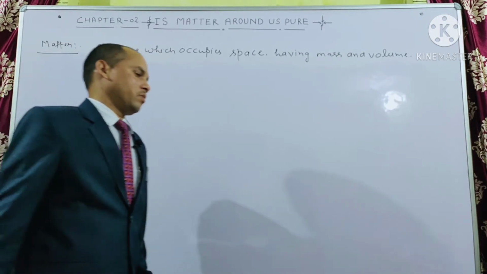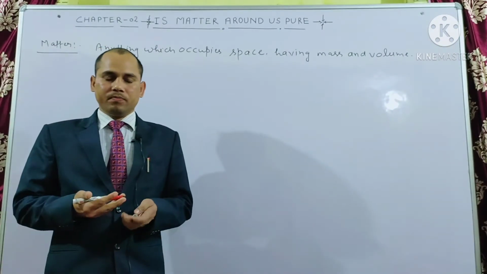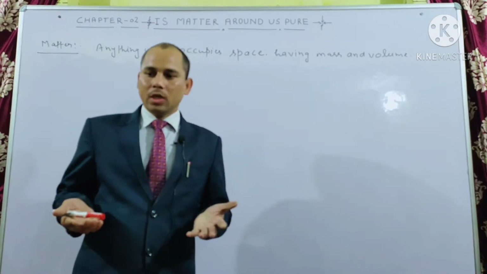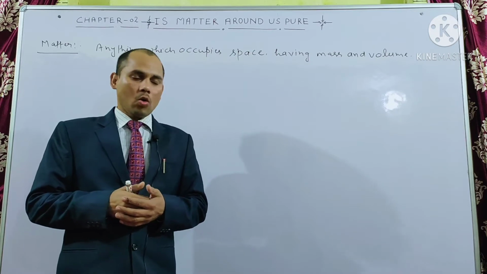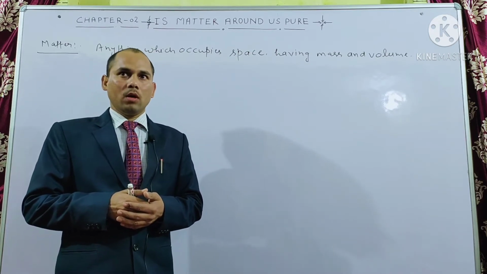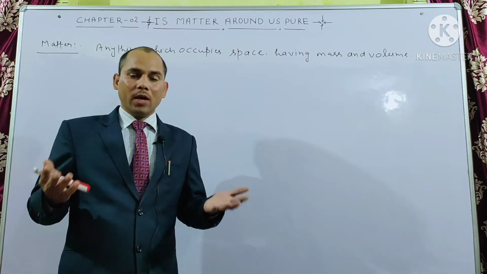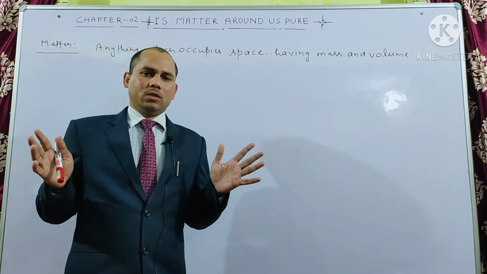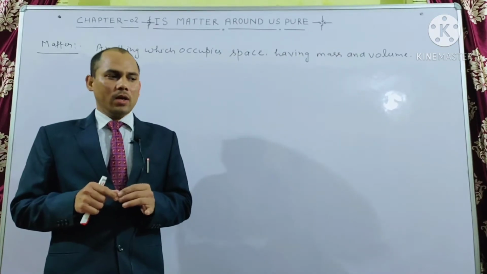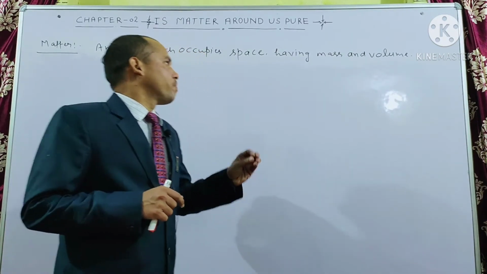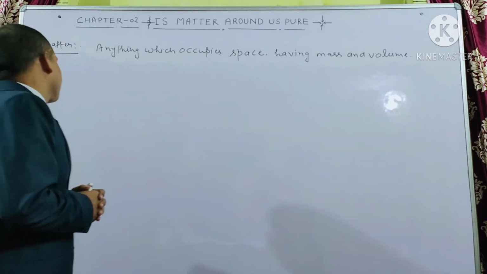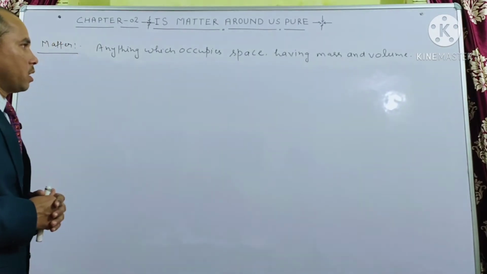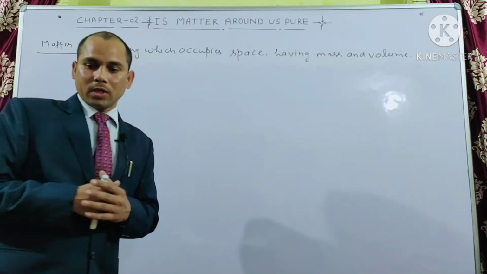For example, we can take matter like the table, chair, board, and metals like copper, gold, silver, and oxygen, nitrogen. All of these have some volume and mass, and they occupy space, so they are called matter. And there are types of matter. Actually, there is a classification of matter.